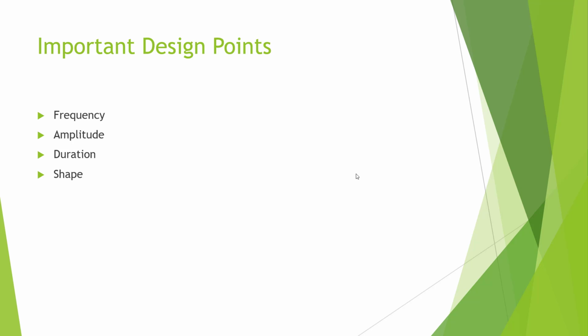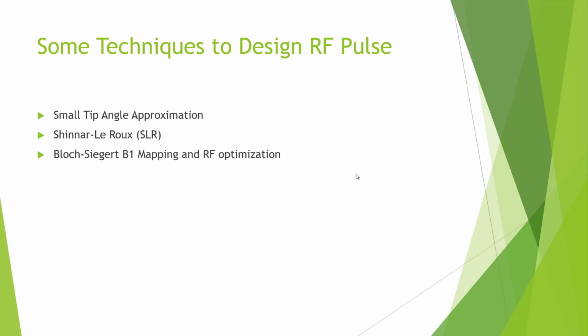To be a bit general, there are mainly four different points that one should consider during this design phase. These are the frequency, amplitude, duration, and the shape of the RF pulse.